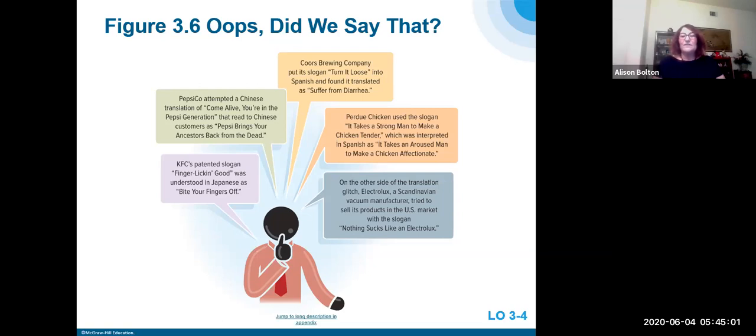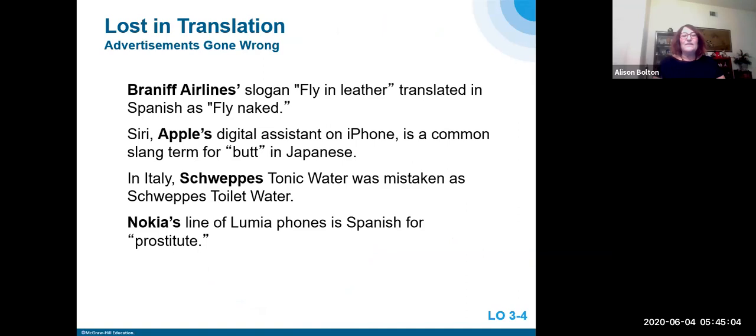Customs in different countries are very different. I believe I have another slide here about translation. Banff Airlines, fly in leather, means fly naked. Siri, Apple, can really mess things up at times. Siri, Apple's digital assistant, iPhone is a common slang term for butt in Japanese, so we want to be careful there. In Italy, Schweppes, which is a tonic water, was misinterpreted as Schweppes toilet water.